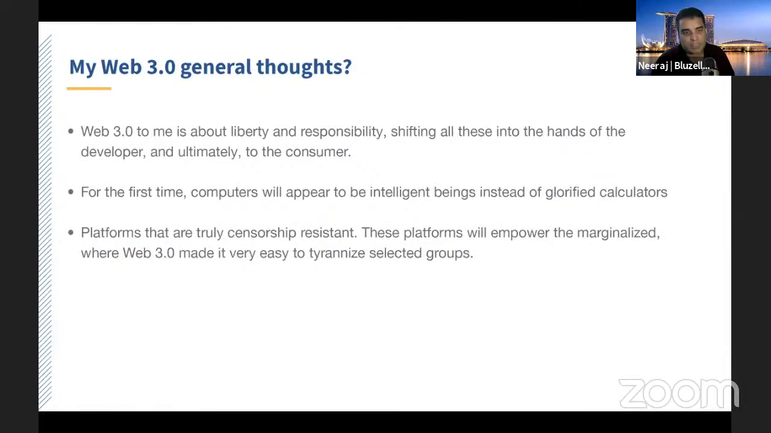So what are my general thoughts? This is actually an important slide to me. Well, I'm actually a politician as well as an engineer. I'm a libertarian in Canada. I've run in several elections here, unsuccessfully, unfortunately.